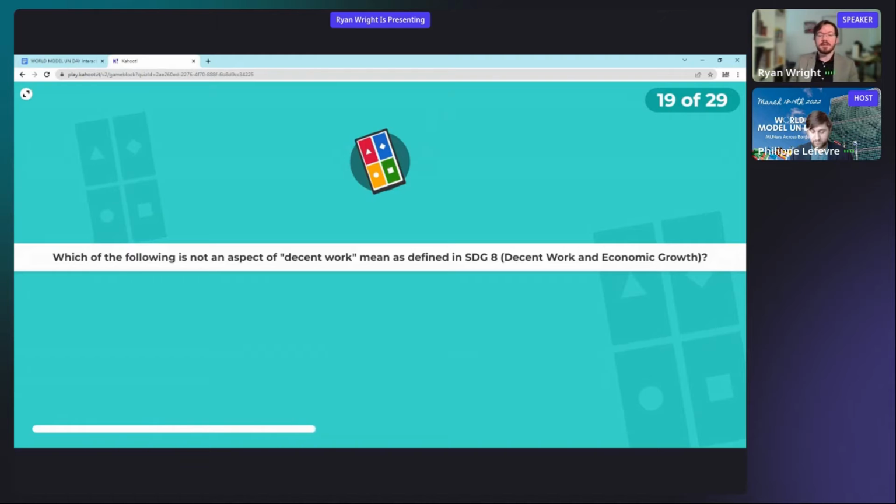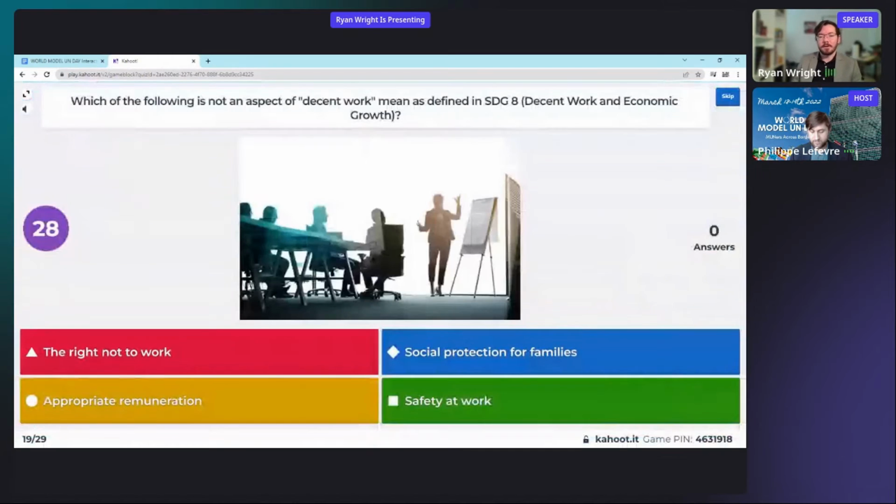Which of the following is not an aspect of decent work as defined in Sustainable Development Goal 8 on decent work and economic growth?